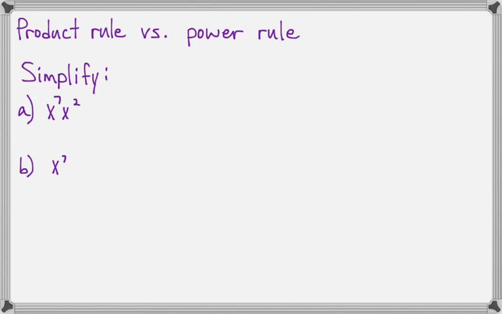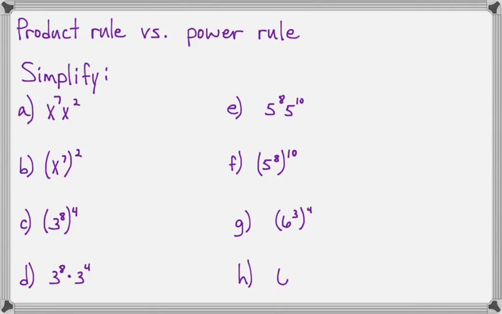So let's simplify each of these. Okay, x to the 7th times x to the 2nd. Now this is a product rule because our two things are being multiplied together. X to the 7th times x to the 2nd. If you had to write this without exponents, you'd have 7 x's from here and 2 from here, so you'd have x to the 9th. But x to the 7th raised to the 2nd, this would be x to the 7th written down twice. That would be x to the 14th.